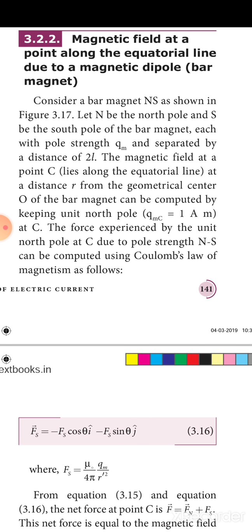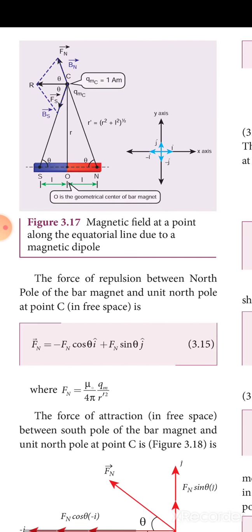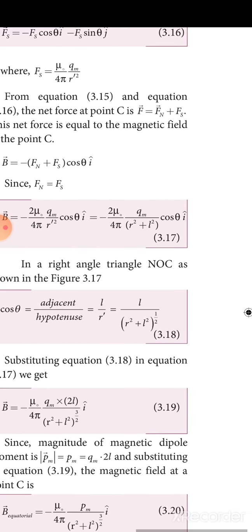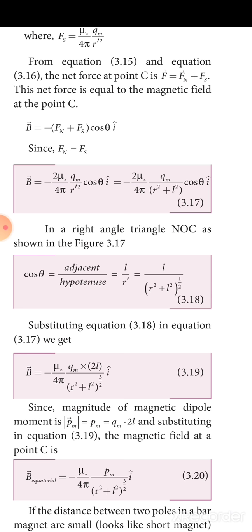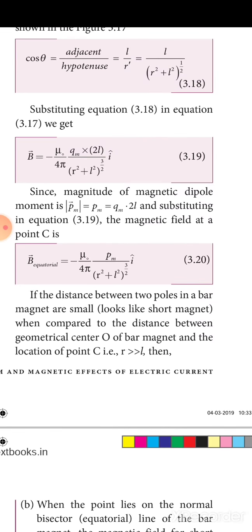One more important question: magnetic field along the equatorial line. The same process. First we discussed the axial line and the magnetic induction due to it. In this session we discuss the magnetic induction along the equatorial line. Draw the diagram neatly, explain the components through the diagram, and find the magnetic force due to the two poles, north pole and south pole. Adding these two components, we get the equation of the resultant magnetic induction. Finally we get the value of magnetic induction along the equatorial line. Okay, good.